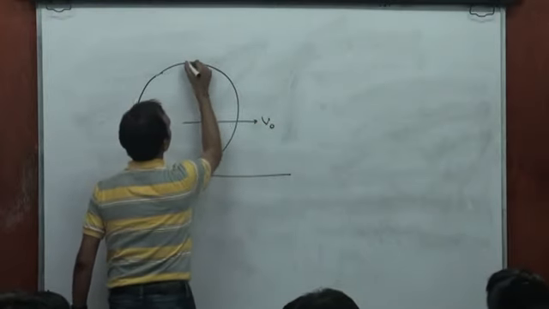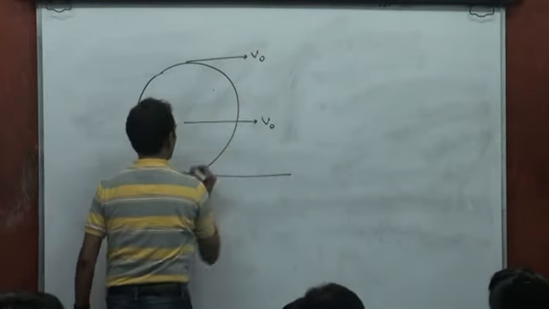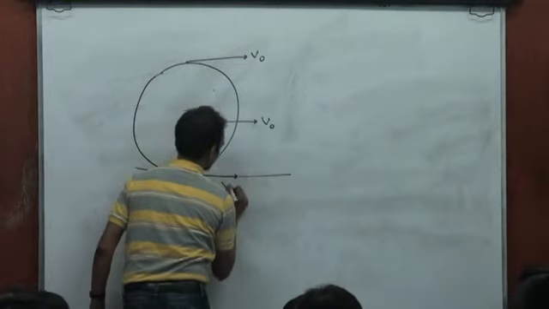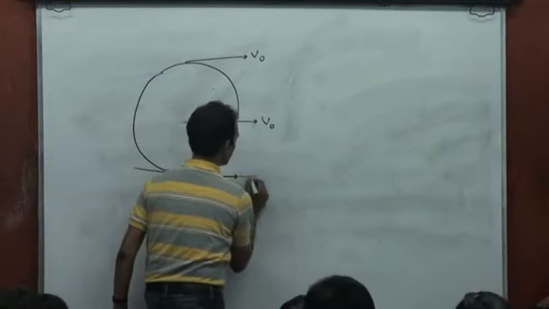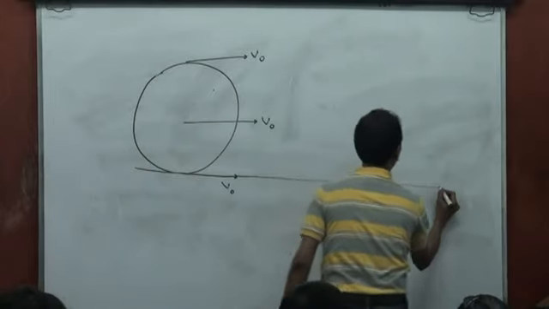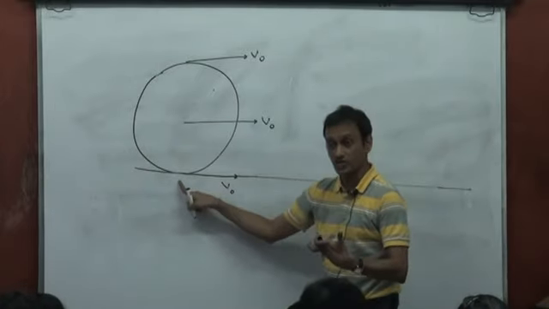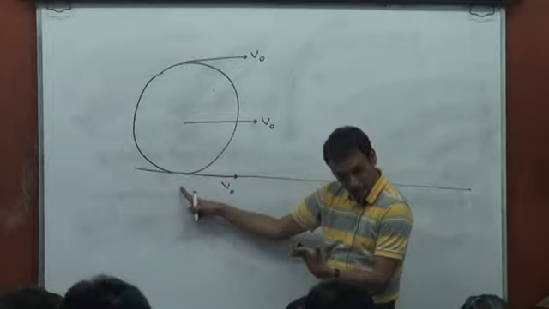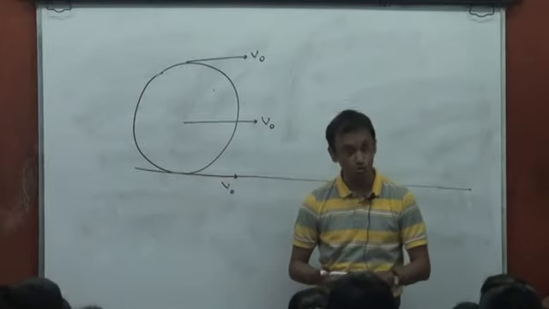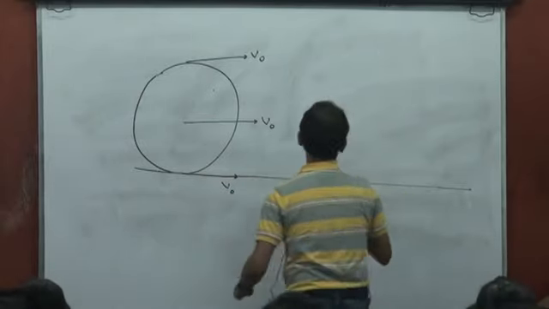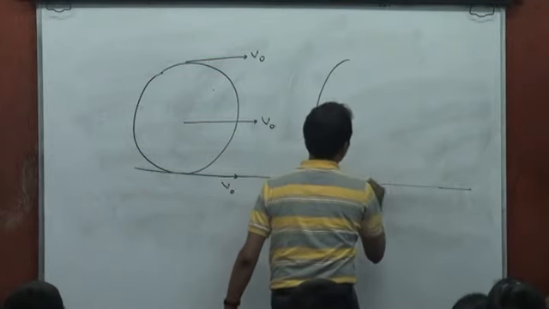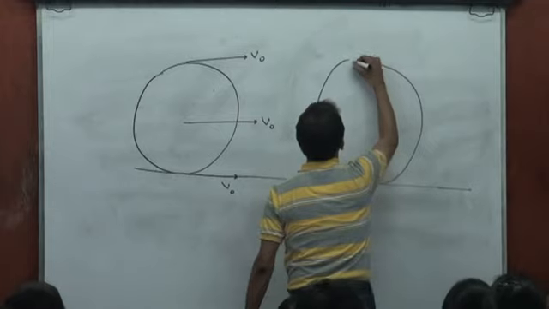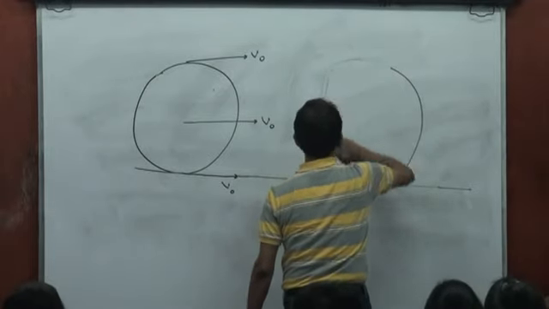V naught for all particles. Initially they were slipping because there is relative motion between the point of contact and the surface. So initially it started to slip. When it started to slip, eventually VCM decreased, omega increased, and rolling conditions were produced.